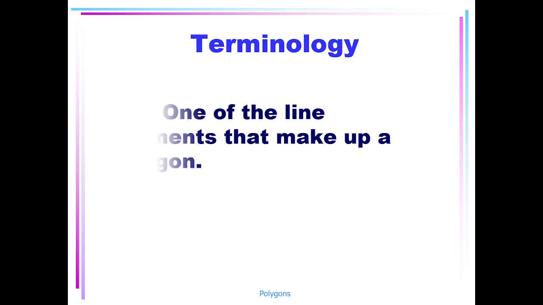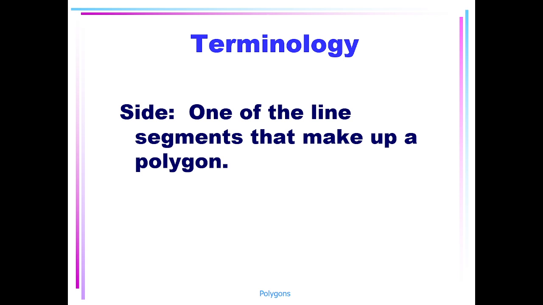Let's proceed to some terminologies that we need to understand in order to understand what polygons are. So we have side. This is very basic in your elementary mathematics, particularly for geometry. A side is one of the line segments that make up a polygon. So we will have an illustration of what is a side. Basically, it's just a line segment that makes up a polygon.